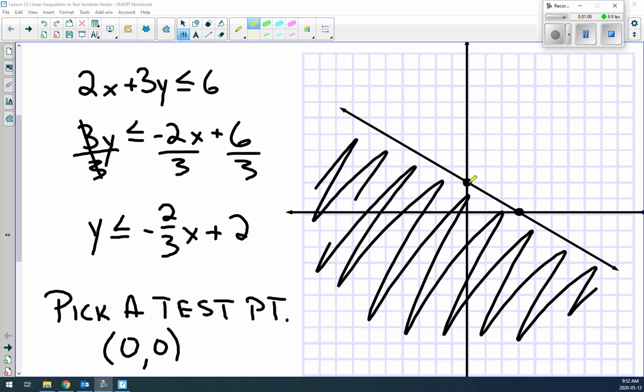So positive 2, right? That's our y-intercept. The slope is negative 2 over 3, so we go down 2 over 3, down 2 over 3, down 2 over 3. Then it's a solid line because it's less than or equal to.